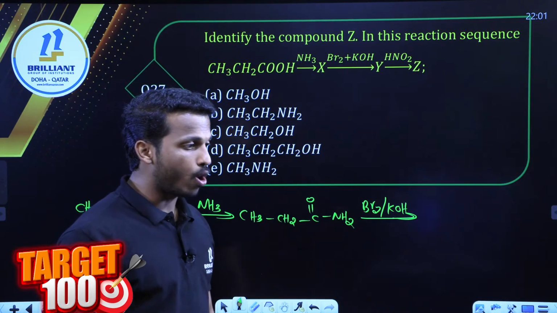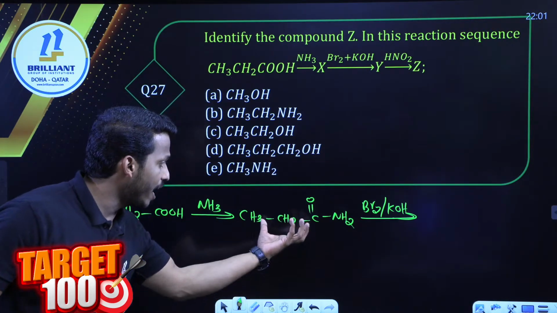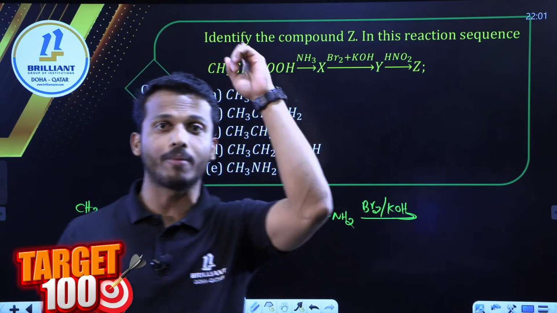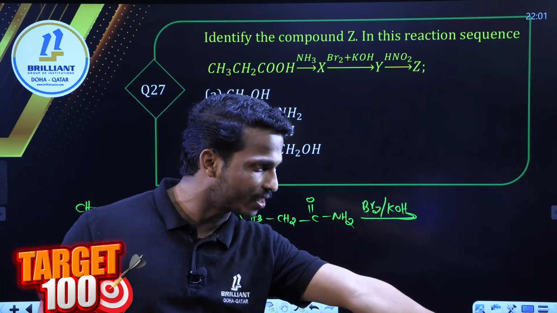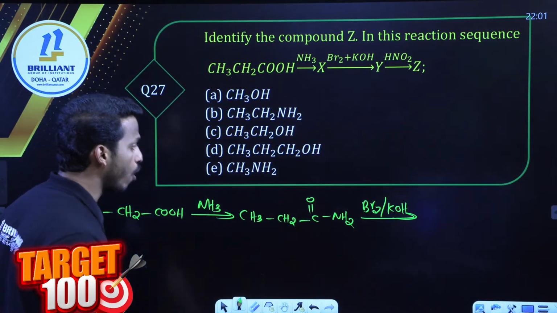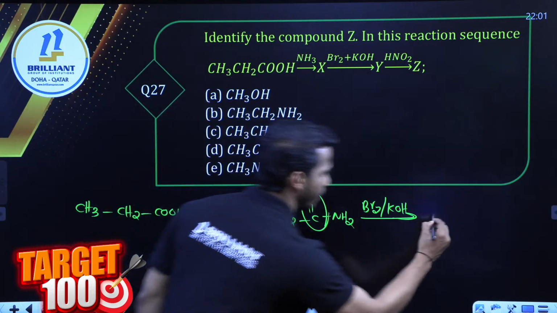What is the name of the reaction? When an amide is treated with bromine and KOH. It is a question from the amine chapter. Yes, the most important reaction. Which one, Faris? Hofmann reaction. In Hofmann reaction, the CO group, you just cut it.